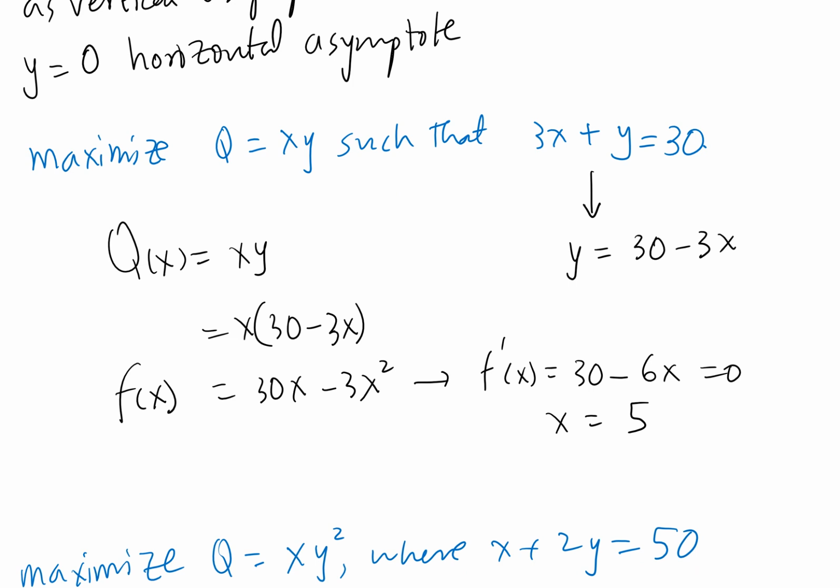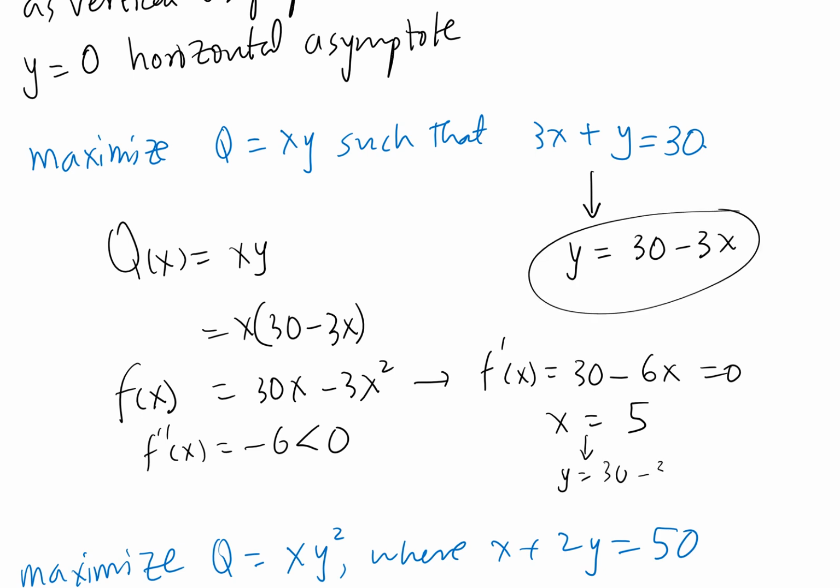So I found the value of x that would maximize this. And to make sure we are on the right track for maximizing, we find the second derivative, -6. That's less than 0, which means it concaves down. That confirms by the second derivative test, there's a maximum. From the x value, you can find the y value by substituting in here. 30 minus 3 times 5, that's 15. Then the maximum value of q, with x is 5 and y 15, is 75.